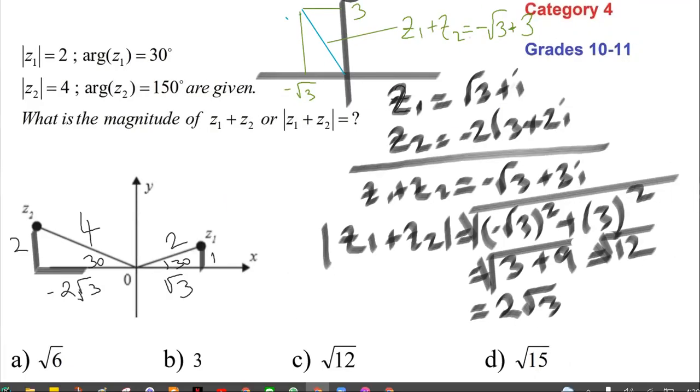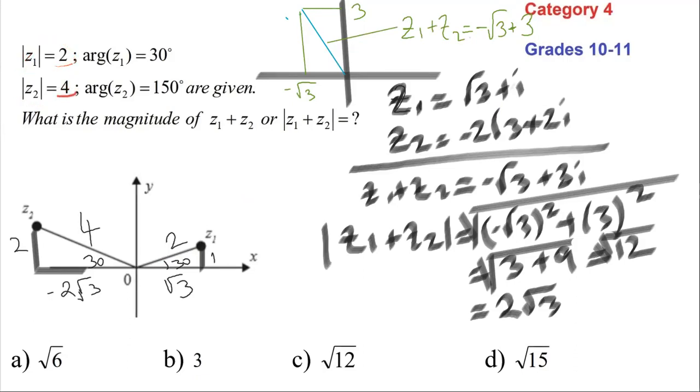This is the final question, about complex numbers. Two complex numbers are given with their magnitude, meaning their size, and their angles with the positive x-axis. So arg means the angle of this complex number with the positive x-axis. This is the positive x-axis, and this is the first complex number. The magnitude is the size of this complex number, and 30 is this angle. Likewise, for the second complex number, the size is 4, and the positive angle with the x-axis is 150.